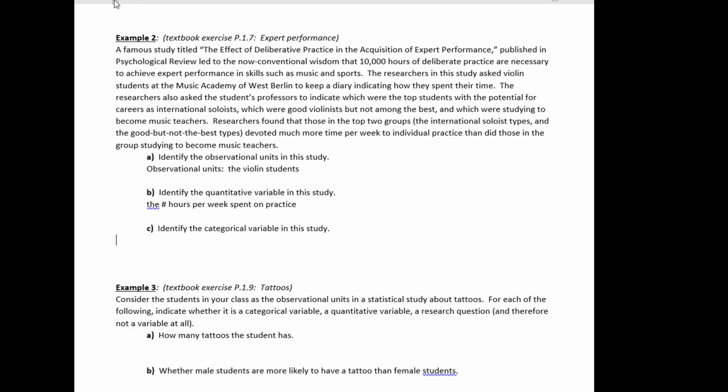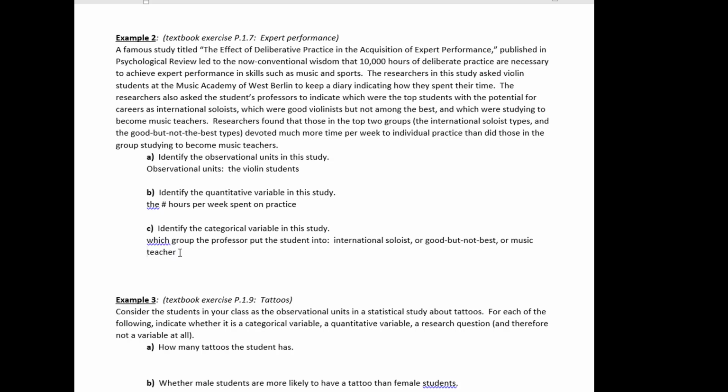What we would write down that's a categorical variable is the information we got about the student from the professor. We got information from the professor that the professor ranked the student either as the top, international soloist type, or a good but not the best type, or a studying to be a music teacher type. Those are categories, so for each of those students, you'd be recording a quantitative number, how many hours per week spent on practice, and also a category, which of the three groups the professor puts them in.